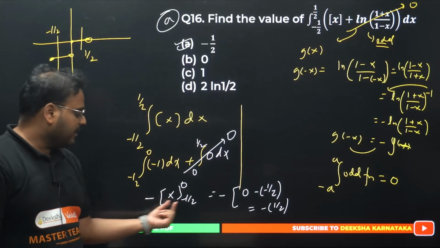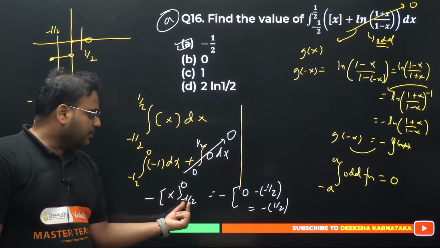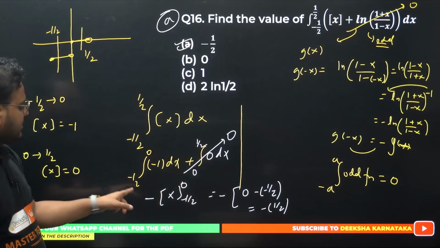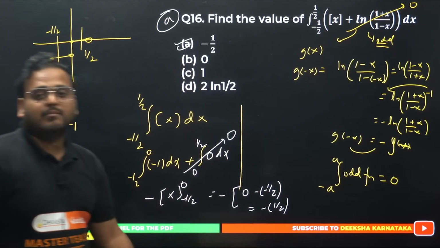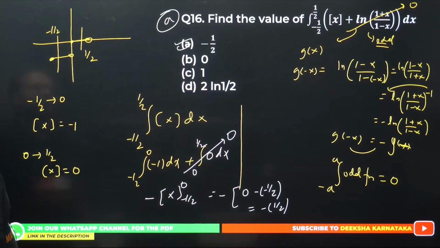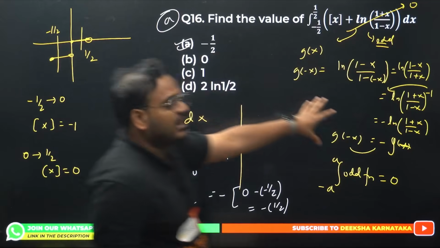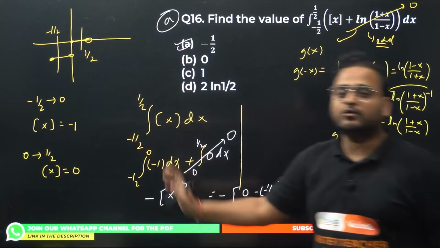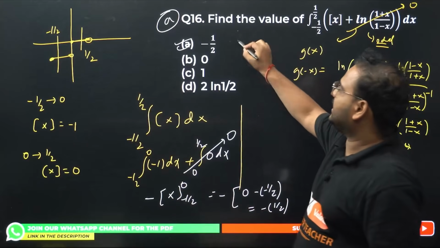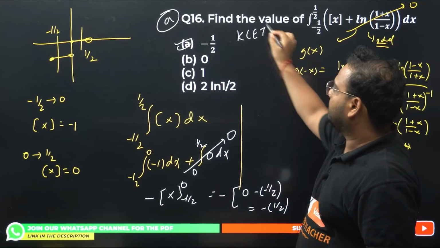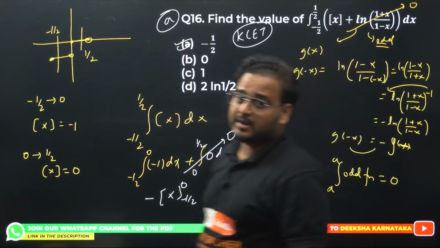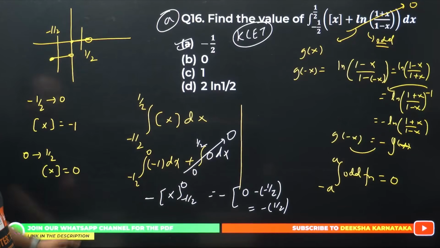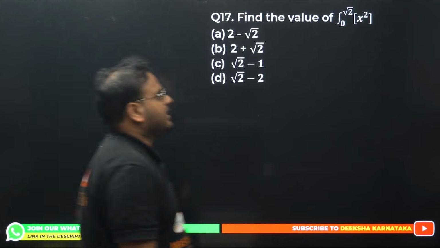Minus is outside, okay? The upper limit is 0, the lower limit is minus 1 by 2. So minus of minus 1 by 2 is plus 1 by 2. Outside is minus, so it becomes option A, minus 1 by 2. Done. Please check. Understanding of odd even functions and understanding of GIF is required to solve this problem. This is a question like a KCET problem. This question can be asked for KCET. Please check. Done. Superb.